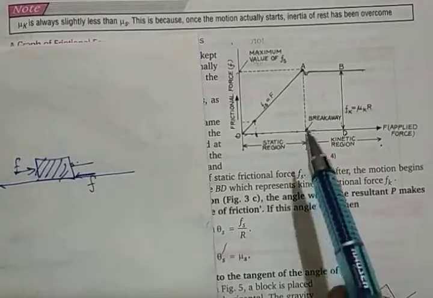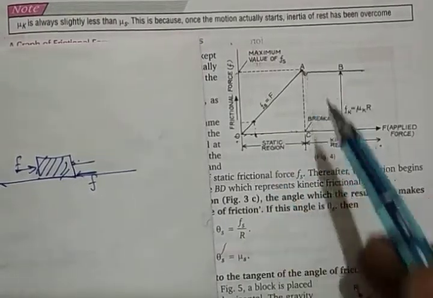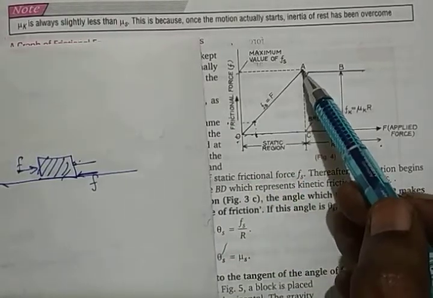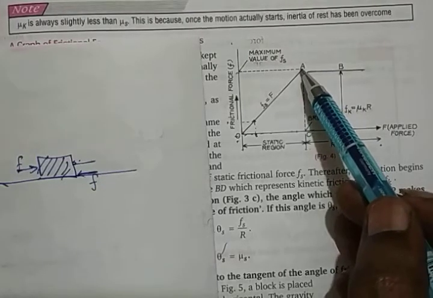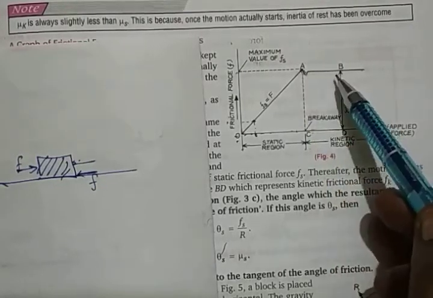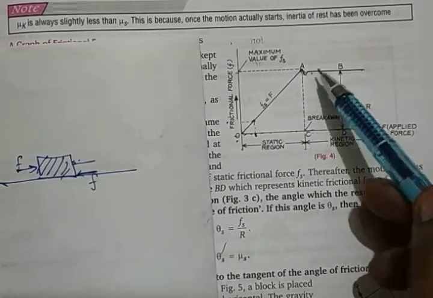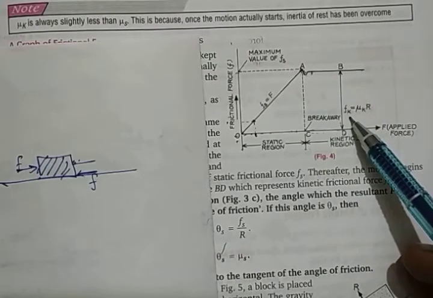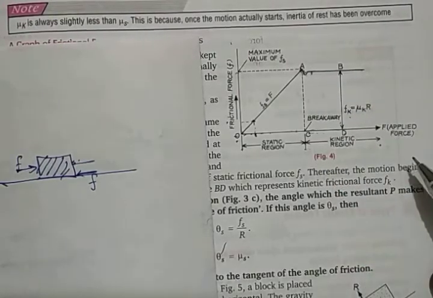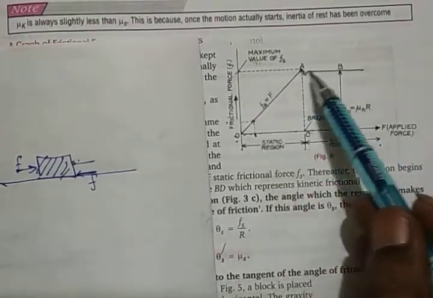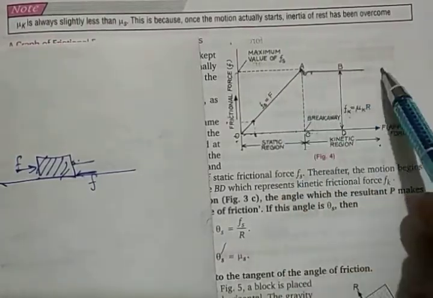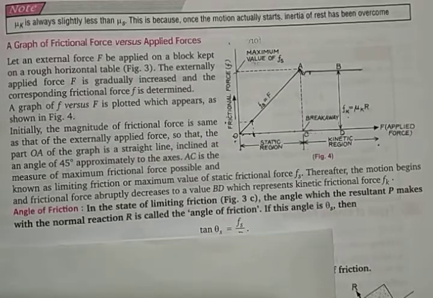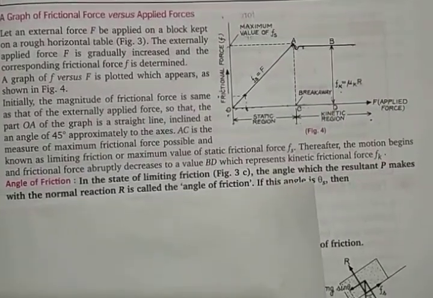Explain two points, two paragraphs you write. First, from O to A, you please explain. When external force is increasing, frictional force also keeps on increasing and goes to the maximum value, called limiting friction, and then the body starts moving. When the body starts moving, the frictional force will be less than the limiting friction. The force is given here as Fk. The applied force is increasing, but the frictional force will not increase anymore. It is constant here. This graph is important. Please draw this graph in your notebook.